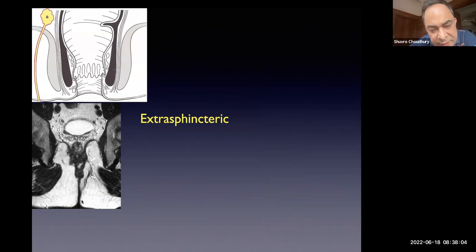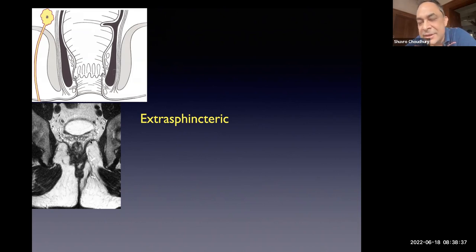So on a fat suppressed STIR image, the fat is suppressed to black, right? Both the perirectal fat and the ischial fat are suppressed to black. You understand? Because it has been suppressed. And the levator muscle is also black. So therefore, it is more difficult to see. But you can see it.